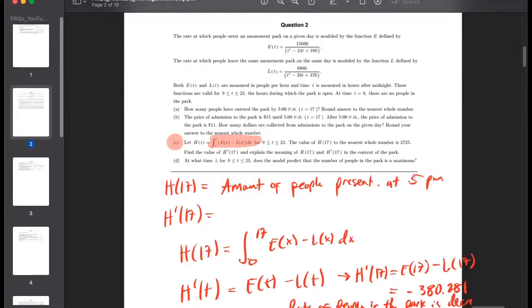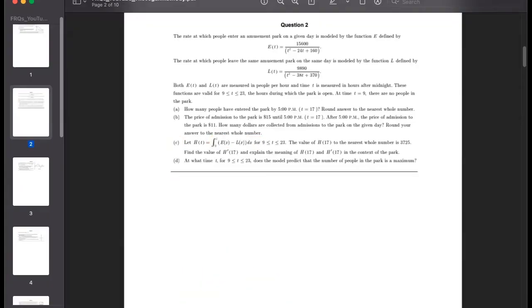And that's exactly what you're going to have to write. Okay, now part D, pretty simple question. They want us to find whether there's going to be a maximum amount of people at the park. Well, that's where we're going to have to take h prime of t and set that equal to 0, meaning we're going to find the critical point.